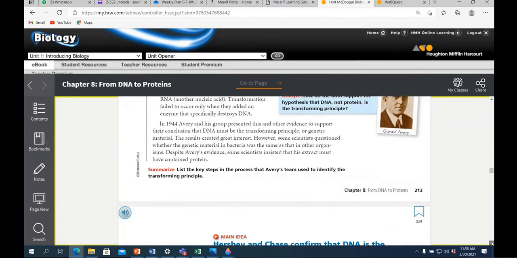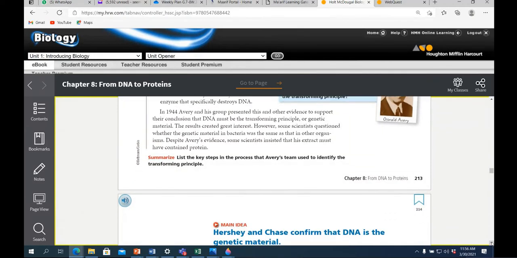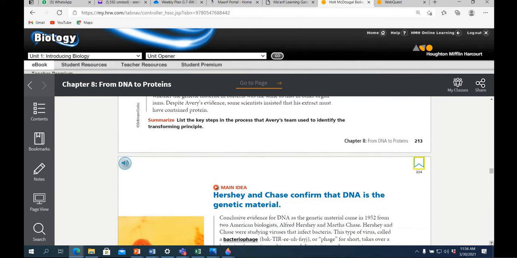All right, so then depending upon the research done by the next set of scientists, which were Hershey and Chase, they confirmed that DNA is the genetic material, of course. All right, ladies. So before we move ahead, let's answer this question here. List the key steps in the process that Avery's team used to identify the transforming principle. So which were the key steps in the process which were followed by Avery?